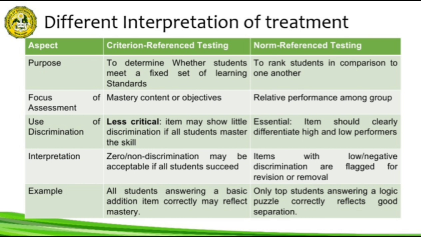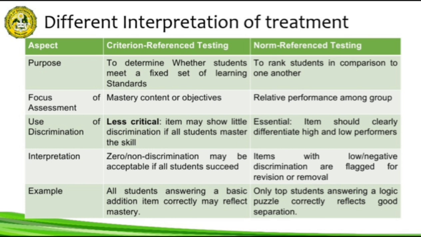Like mas mataas ang nakatama sa low group than upper group, then it does not reflect the learning objectives. While in norm reference testing, it is essential that items clearly differentiate high and low performers. So D is highly emphasized. If it has a high positive discrimination, then this contributes to accurate ranking of students. So kumbaga kung mas mataas yung discrimination, that means mas essential or mas effective yung test item.